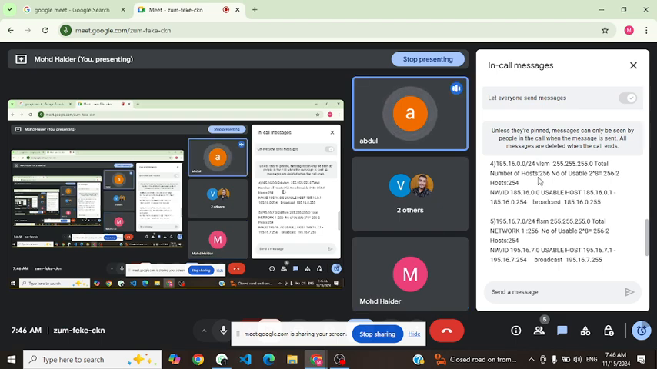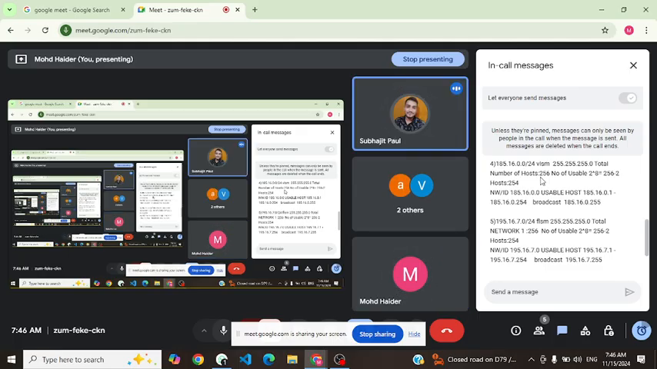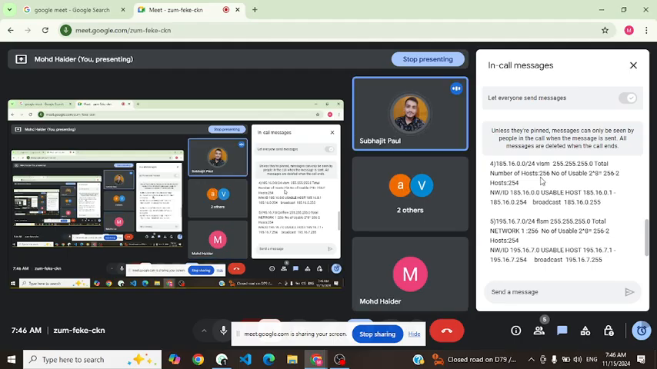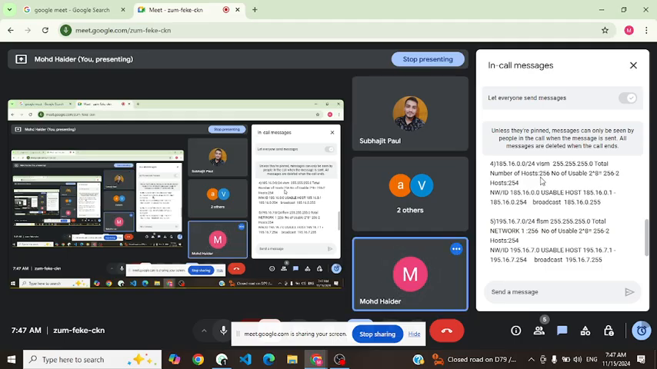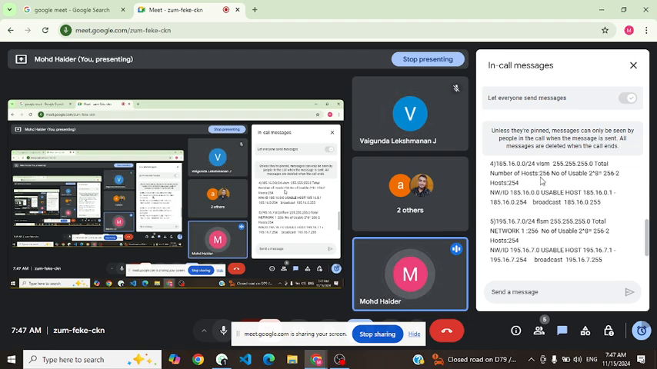2 to the power of 0, 2. Subhajit, will it be 2 to the power 8 or 2 to the power 0 for the fourth one? 2 to the power 8, sir. So is it right? Here it is not mentioned that the number of subnets is 2 to the power 8. Lakshman, the fourth one is correct. Yes, sir, 2 to the power 8. So what will be the answer? Write it down in the chat box.